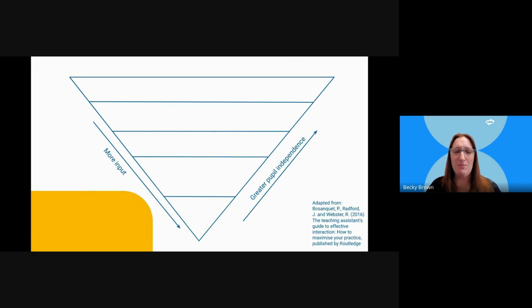So we talked a little bit about starting with great independence and then gradually increasing the amount of support. And that is definitely the way we should be going. So a little bit here about what that might look like. And you can see at the top of the triangle, we're looking at a greater amount of pupil independence. Then we're moving down to adding more input as it's needed.